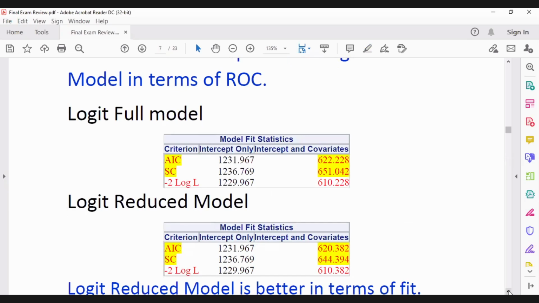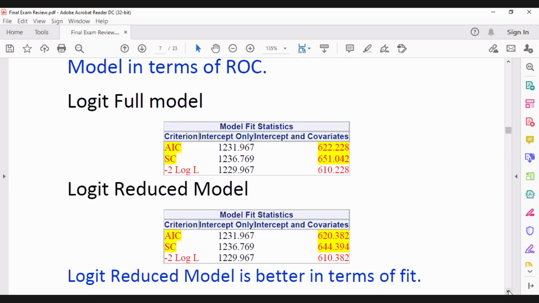So in terms of fits, in terms of a linear or nonlinear approximation, which model is best? Is it the full model or the reduced model? What do you think? Which one is the best?